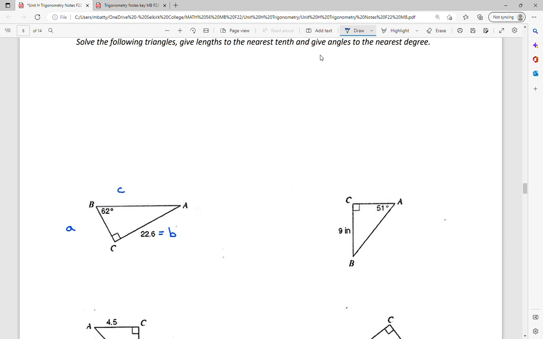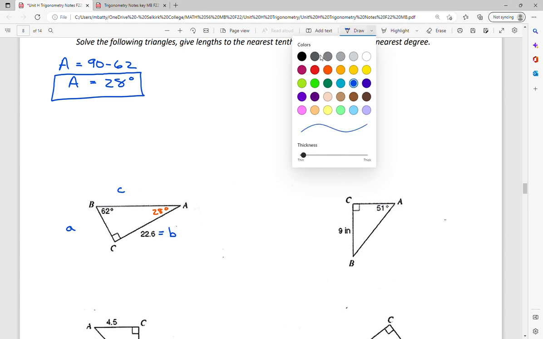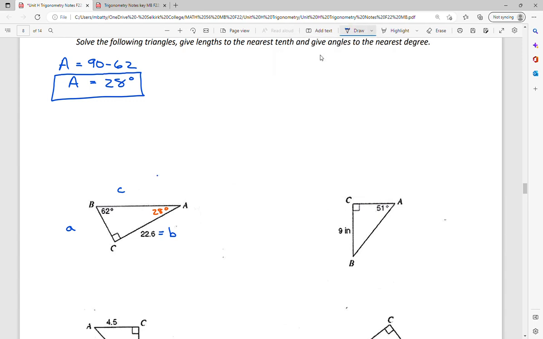The easiest way to do this, first off, is to take 90 minus 62 to solve for angle A. Angle A is equal to 28 degrees. If you want, you can label that on your triangle. You don't have to. Sometimes it just keeps you squared away on what you're doing and what you could be using. The next thing I could do is solve for either side A or side C. I'm going to use this as my reference angle or my target angle. This would be opposite to that, and this would be adjacent.